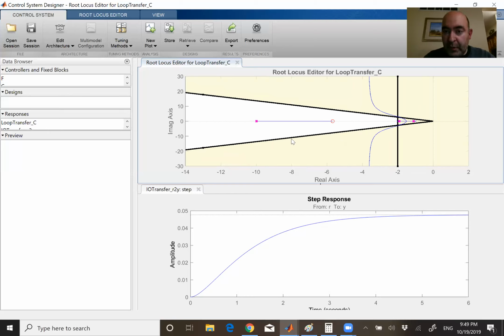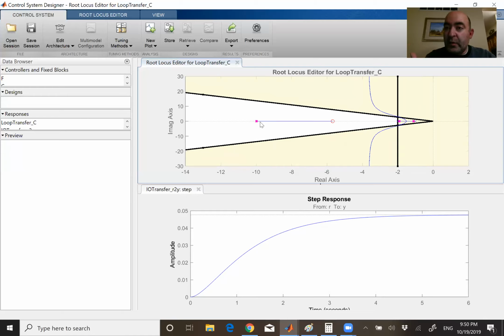Now, right now, the poles of my system, despite the fact that I have added the 0, are at -10 and -1 and -2. Now, I can grab this purple dot that you can see, and by moving this purple dot, essentially what I'm doing is increasing the gain of the system.